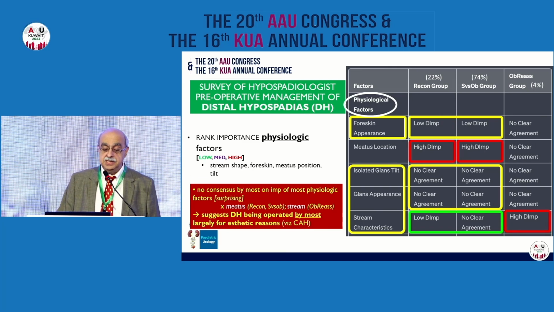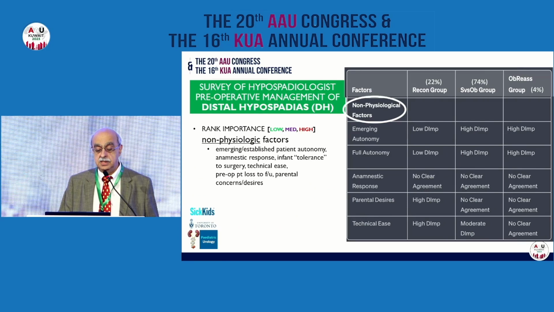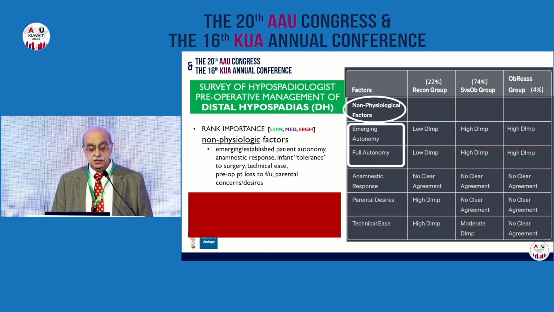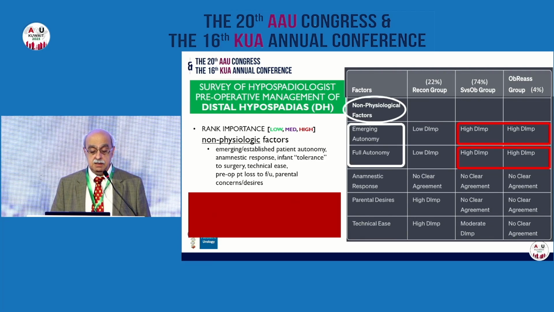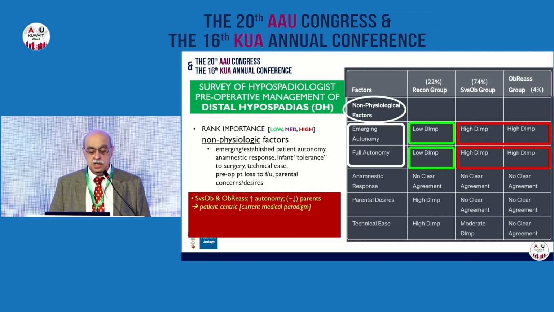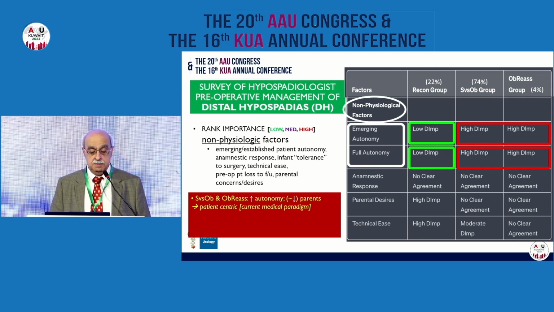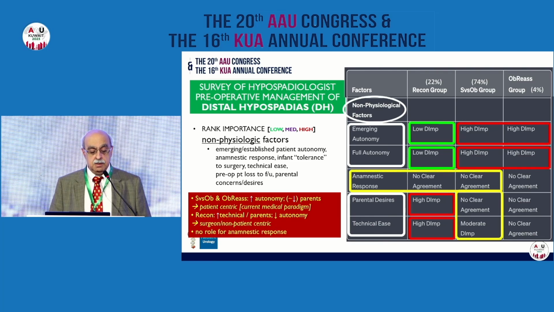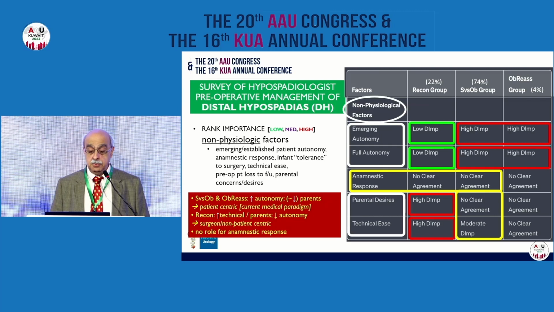So this suggests that distal hypospadias is being operated on by most people largely for aesthetic reasons, similar to what's going on with feminizing genitoplasty. In terms of the non-physiologic factors, there was high importance placed on emerging autonomy and full autonomy by the surgery versus observation group and the observation only group, and this was of low importance to the reconstruction group only. This suggests a more patient-centric focus for people taking this position, which fits with the current medical paradigm of patient-centric care in most conditions. Parental desires and technical ease were rated higher by the reconstruction group, revealing a more surgeon-centric role by these groups. And interestingly, no one thought this idea of the anamnestic response, which means not remembering the surgery when you're very young, was important at all.